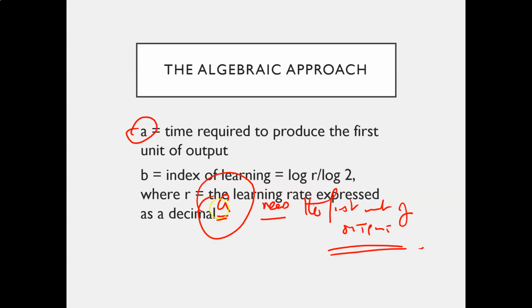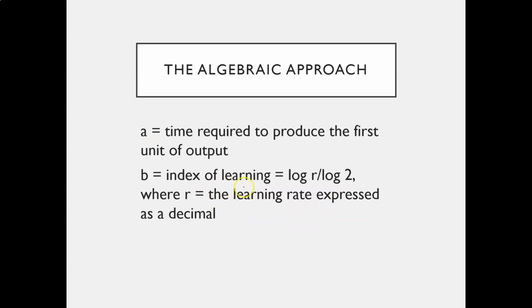Oops, sorry, I've written on this. Let me just clean that out. And B, I'm going to try to use the calculator on my screen for doing questions. B is referred to as the index of learning. Like I said, Y is equal to AX raised to the power of B. The question is, what is B? B is the exponent, like X raised to the power of 2 or X raised to the power of 3. That's what we're talking about, X raised to the power of B.